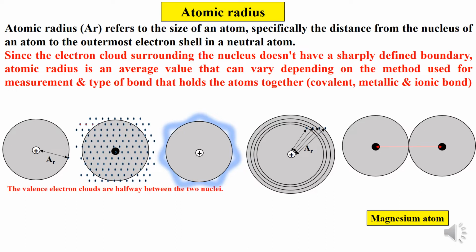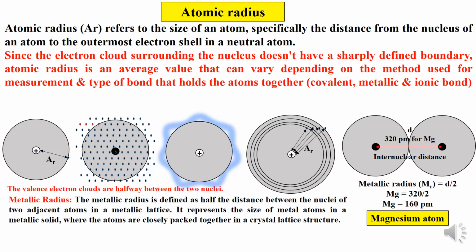So you can find the internuclear distance. The internuclear distance between the two magnesium metal atoms is 320 picometers. So you take an average value and that will give the metallic radius. So 160 picometers is the metallic radius of magnesium atom in the crystal lattice structure of magnesium metal.